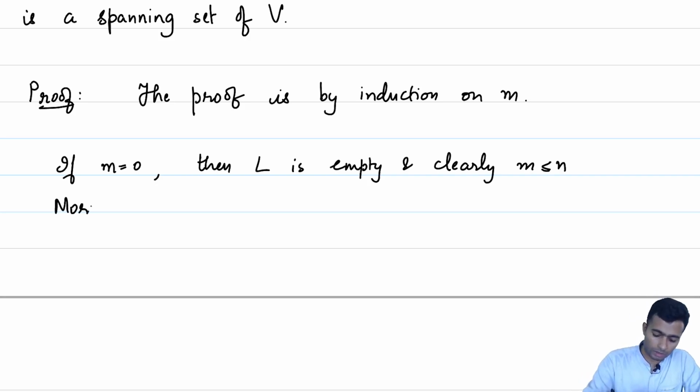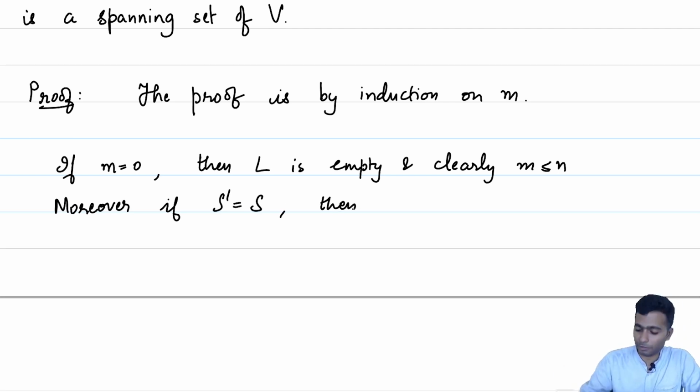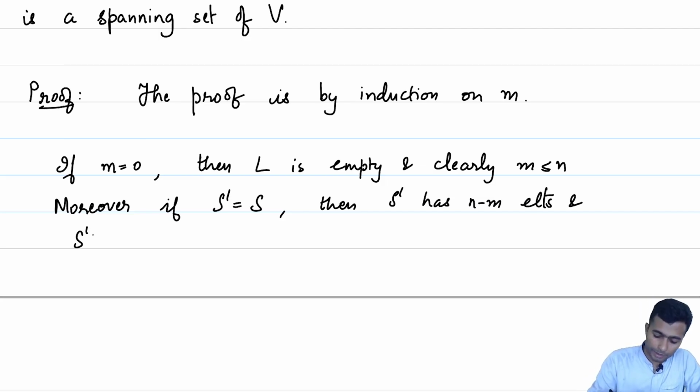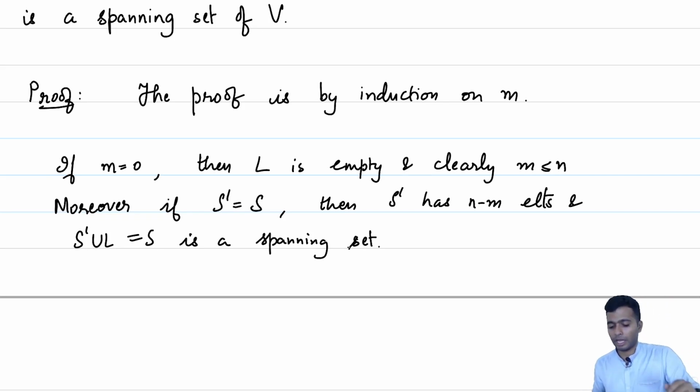Moreover, if S prime is equal to S, then S prime has n minus m elements, because M is 0. And S prime union L is equal to S, which is a spanning set, because S is a spanning set. So the base case when M is equal to 0 is trivially satisfied.